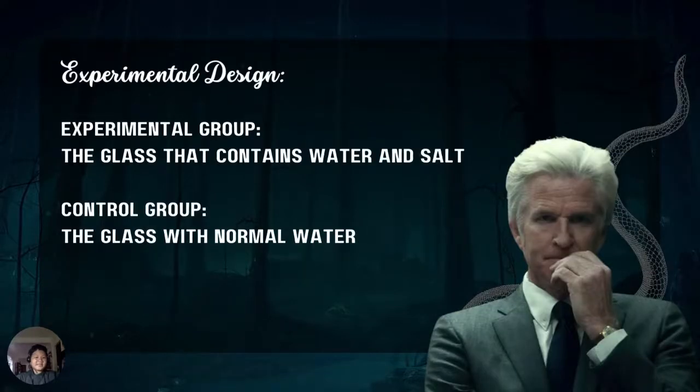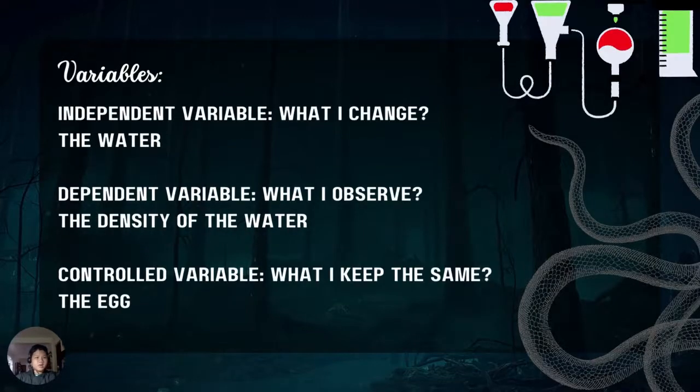The experimental design. The experimental group is the glass that contains water and salt, while the control group is the glass with normal water. What are the variables? The independent variable, or the variable I change, is the water. The dependent variable is what I observe, and it is the density of the water, while the control variable, or what I keep the same, is nothing more but the egg.